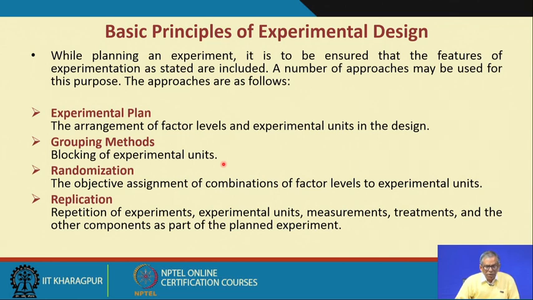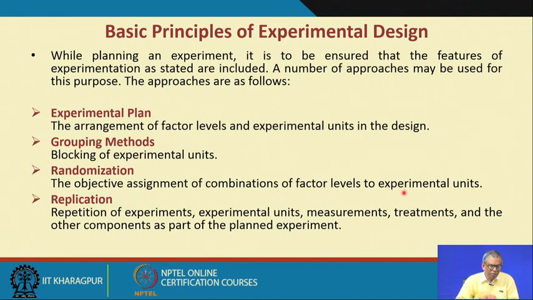Randomization: the objective assignment of combinations of factor levels to experimental units. That means suppose you select all those combinations, the experimental units, and suppose there are 8 such experimental units. Now, you do an experiment with one experimental unit. Out of 8, how do you select a particular experimental unit? This selection should be based on random assignment. So, the principle of randomization you have to follow.